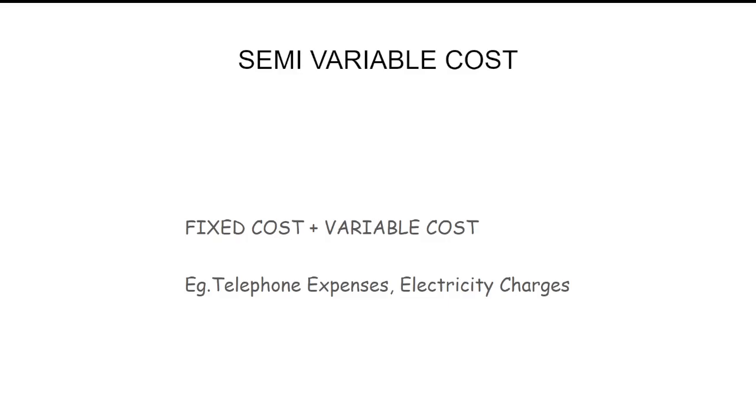Now the third one is semi-variable cost. What is semi-variable cost? Semi-variable means a combination of both, a combination of fixed plus variable. So such expenses have both components. It has a specific component of fixed cost and a component of variable cost. So for example, the electricity bill.